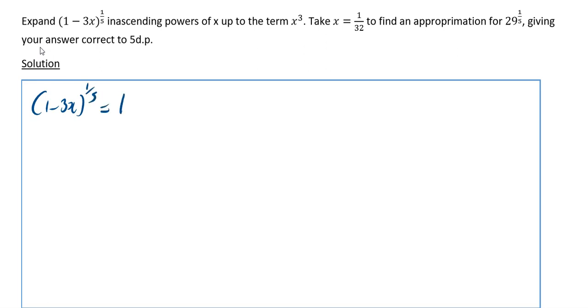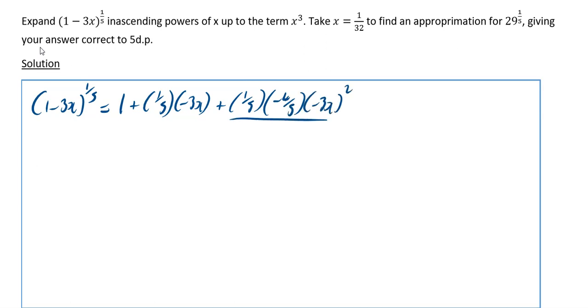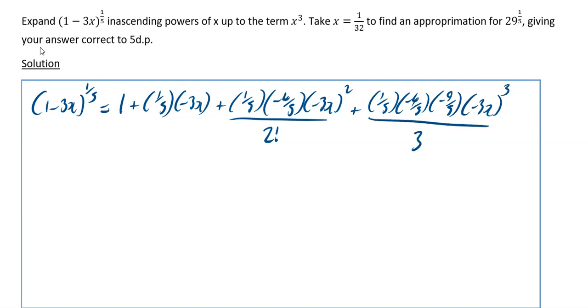So here, remember what our expansion of 1 plus squiggle is. My n in this case was 1/5. The squiggle is minus 3x, and then plus 1/5, and that was my n. n minus 1 would be minus 4 over 5 times minus 3x squared, and that's divided by 2 factorial. And then my last term is 1 over 5 times minus 4 over 5 times minus 9 over 5, and then times minus 3x cubed, and that's over 3 factorial.